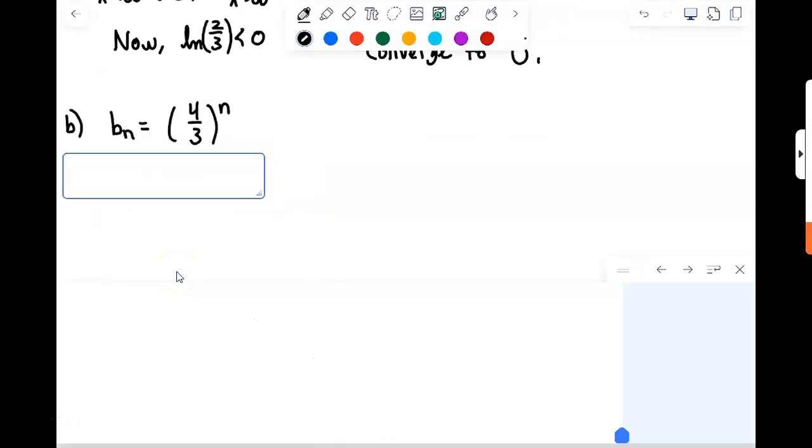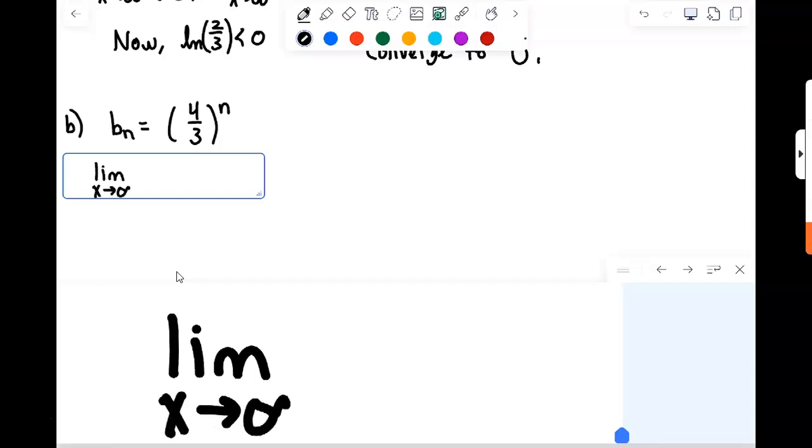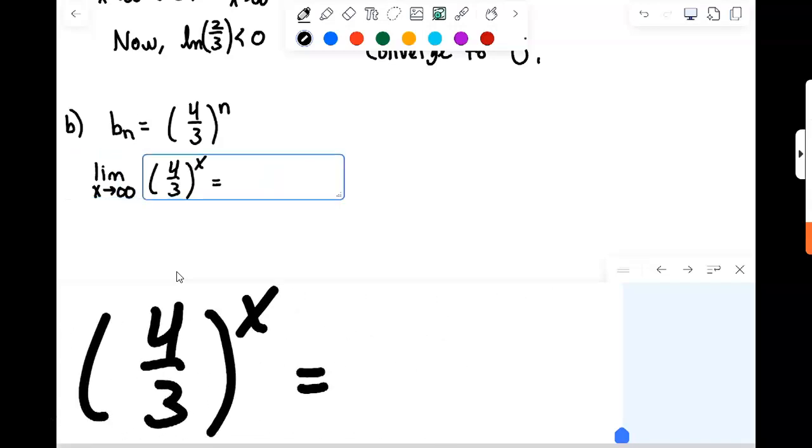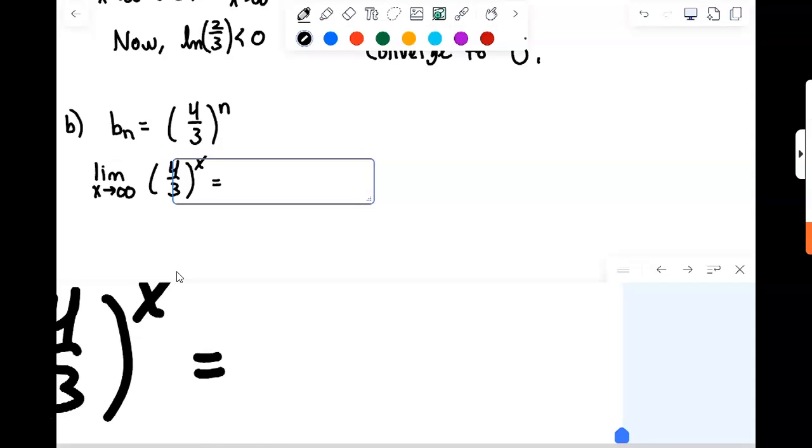Okay, so let's consider a second example here with the geometric sequence, 4/3 to the n. So we're going to look at that limit. So the limit as x goes to infinity of 4/3 to the x. So to do that limit, rewrite that in terms of e like we did in the problem above.